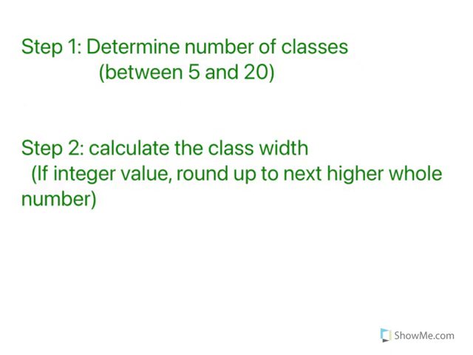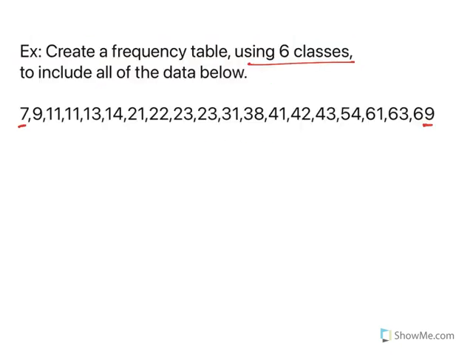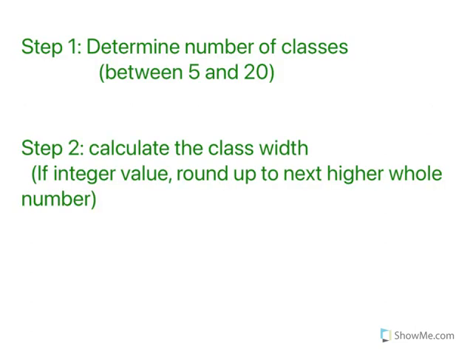Here we go. Step 1. When you are asked to create a frequency table, sometimes you're told how many classes, but sometimes you're not. So your first step is always to determine the number of classes for your frequency table. You want this to be between 5 and 20. Now, I'm a big fan of between 5 and 10, but depending on how many numbers you're dealing with and how wide the range is, that's where you might get up closer to 20. Okay, so we know we are going to have 6 classes. That was told to us in the problem. So we are ready for step 2.